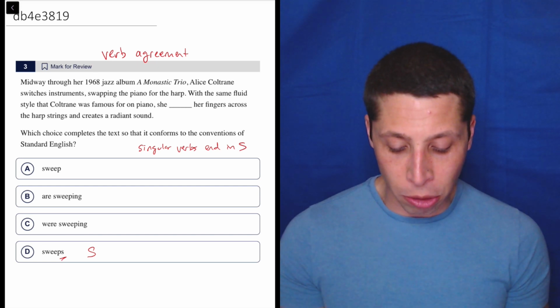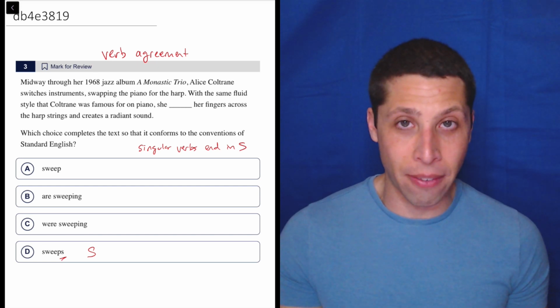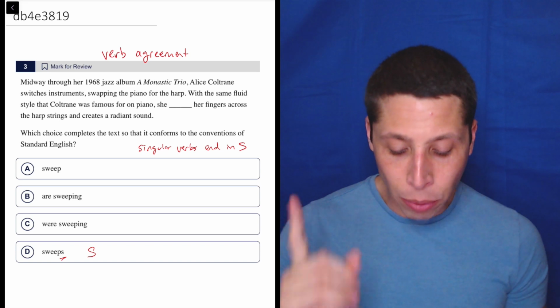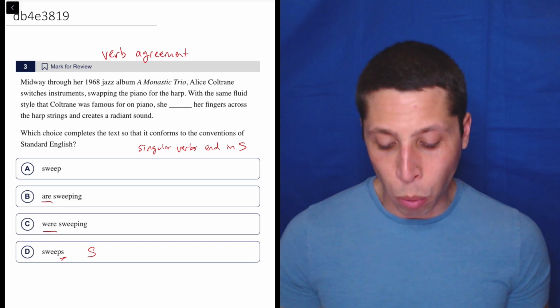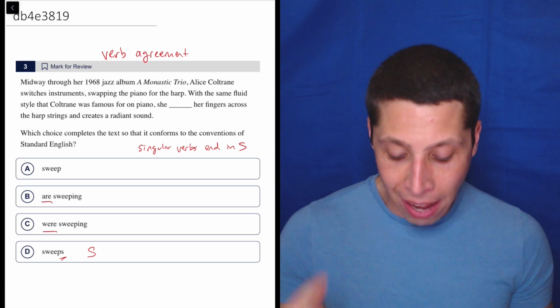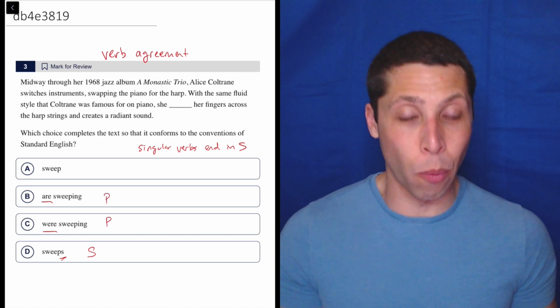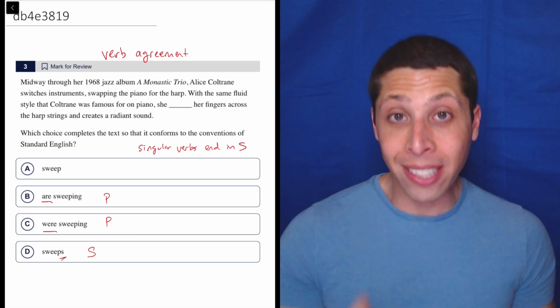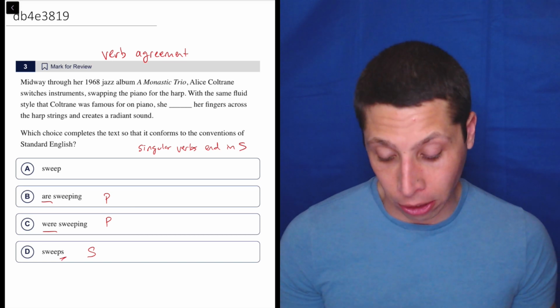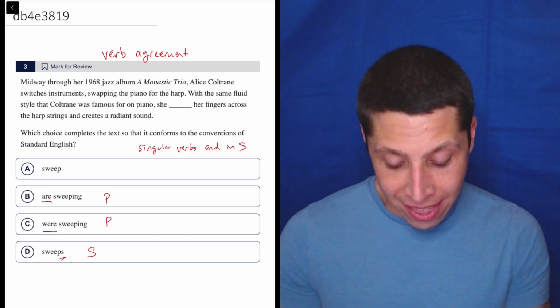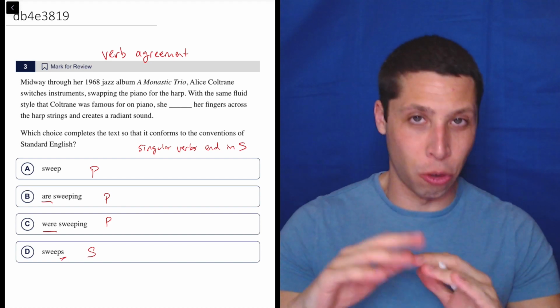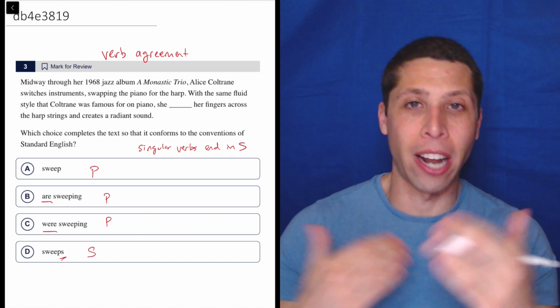The others are tricky because you're like, well, sweeping, that doesn't have any S, but it's not really about that word. It's about the R and the were, but those also do not have an S, therefore they are plural, right? We would say is sweeping if we wanted to keep it singular, or was sweeping if we wanted to keep that singular. The first one, choice A, then is the plural version of the just normal present tense. So A and D are kind of like opposites.